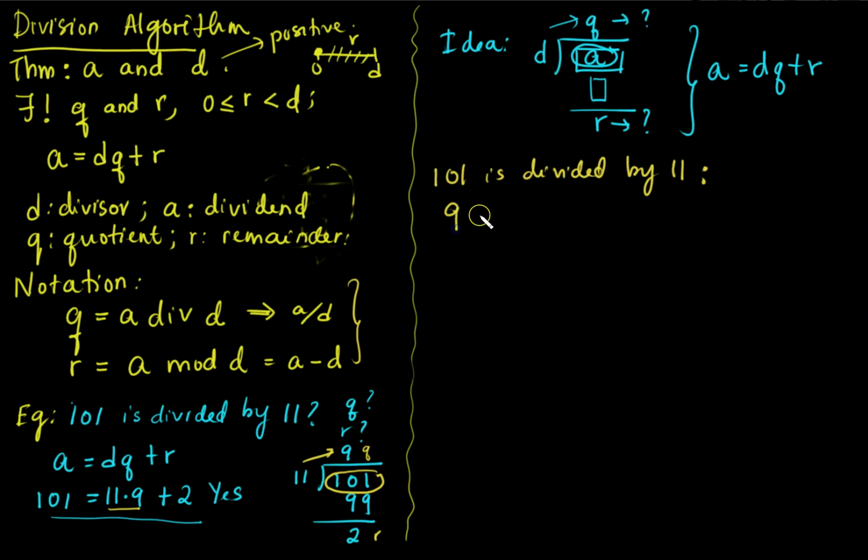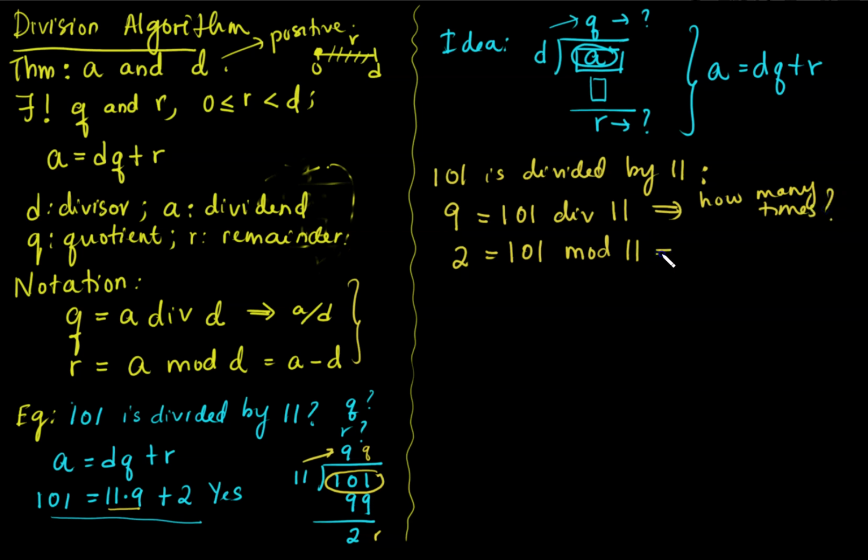The quotient is 9. So 9 is how many times 11 divides 101, and then the remainder is going to be 2. 2 is going to be 101 mod 11. So basically what it means is how many times it divides, right? And this means whatever remainder that you have.